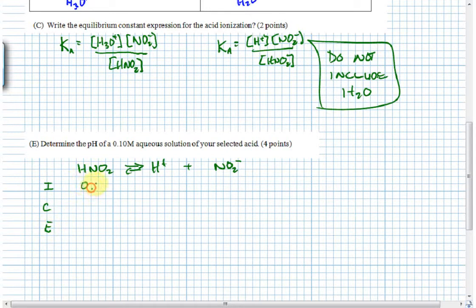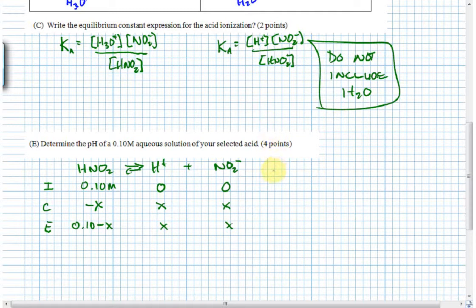Initial concentration is 0.10 molar. Initial concentration of hydrogen ion, we're going to assume is 0. Nitrite ion is 0. Again, with that hydrogen ion concentration being 0, we're neglecting the contribution from water, 10 to the minus 7th molar. Again, X is the change. The reaction has to go to the right, so minus X. I know you're getting tired of seeing this. At equilibrium, the concentration has to be 0.10 minus X. This is going to be X, and this is going to be X.